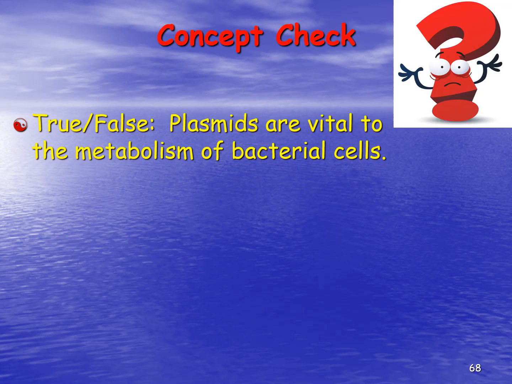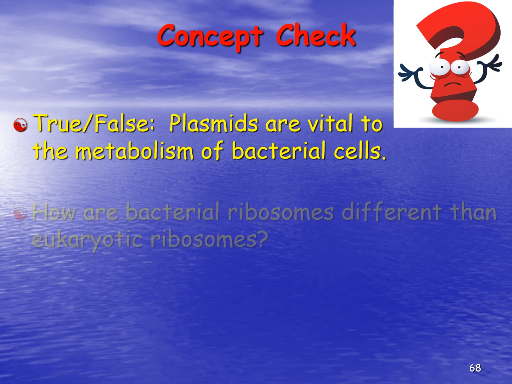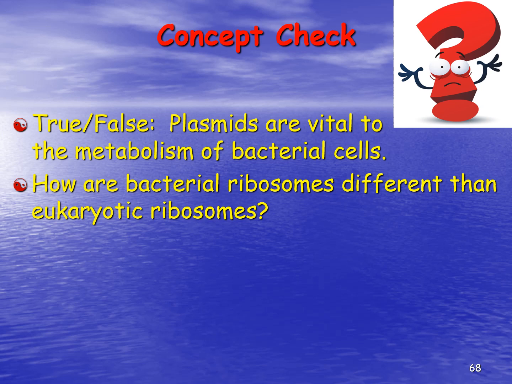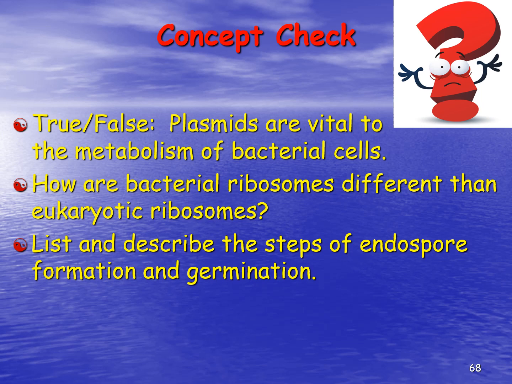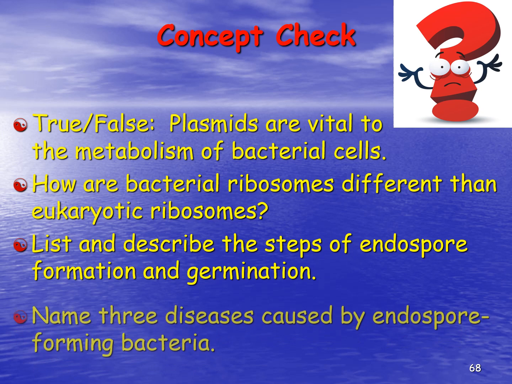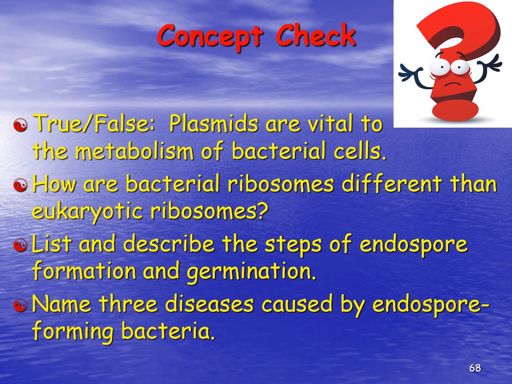So, true or false, plasmids are vital to the metabolism of bacterial cells. How do bacterial ribosomes differ from eukaryotic ribosomes? Can you list and describe the steps of endospore formation and germination? And what are 3 diseases caused by endospore forming bacteria? And what are the 2 main genera of bacteria that are endospore formers that cause disease in humans and animals?